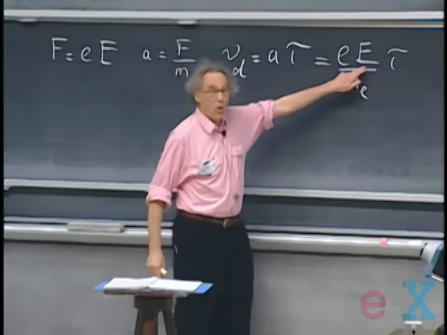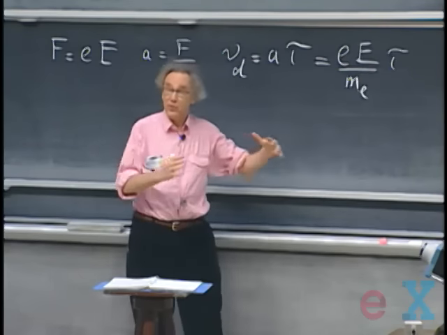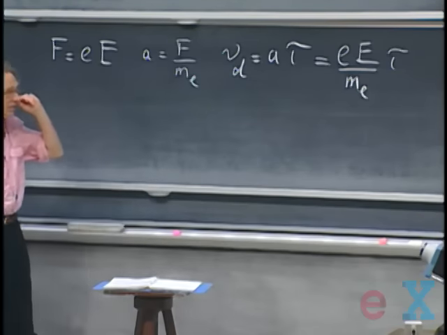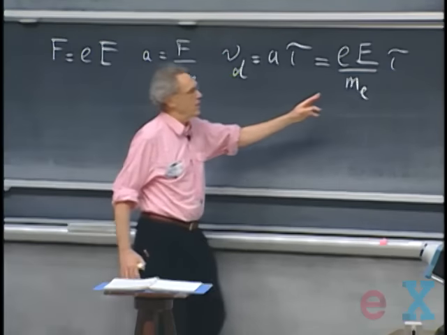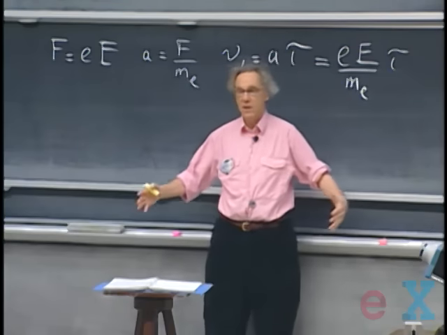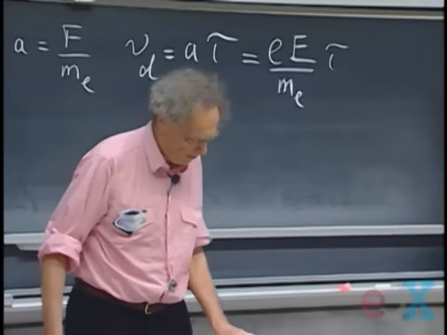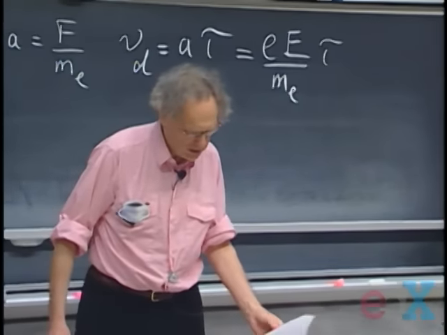When the electric field goes up, the drift velocity goes up, so the electrons move faster in the direction opposite to the current. If the time between collisions gets larger, the acceleration lasts longer, so also they pick up a larger speed, so that's intuitively pleasing.